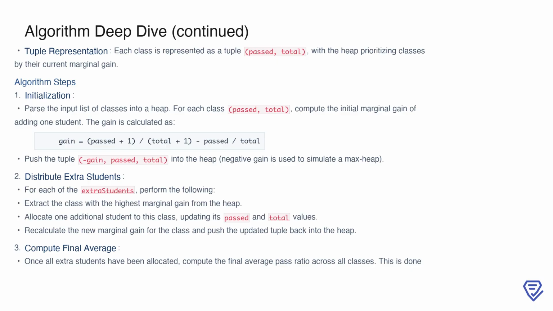Once the heap is initialized, we distribute the extra students. For each student, we extract the class with the highest marginal gain from the heap, allocate the student, update the pass and total values for that class, and recalculate its marginal gain. The updated class is then pushed back into the heap. Finally, after all students are distributed, we calculate the final overall average pass ratio by summing the pass ratios of all classes and dividing by the number of classes.